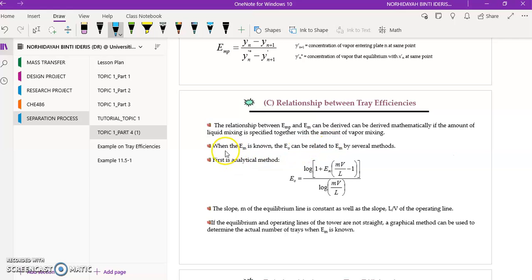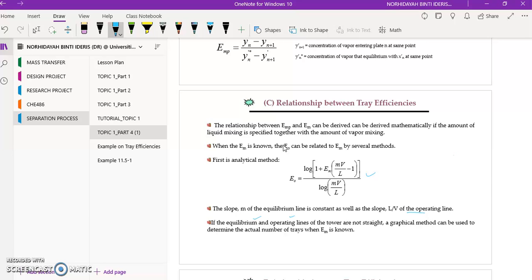When the EM is known, the E0 can be related to EM by several methods. The first one that you can see here is the analytical method or the equation, whereby here the m represents the slope of the equilibrium line, and the L over V represents the slope of the operating line. However, to use this analytical equation, it is only limited to when the equilibrium and operating line are straight lines.